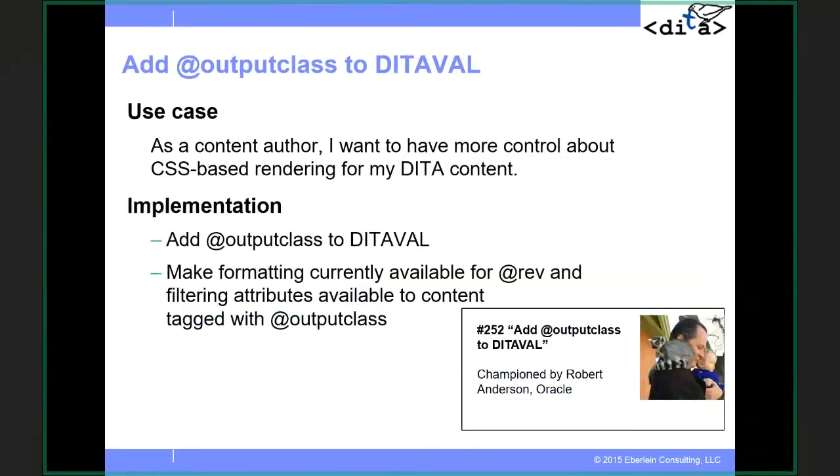Another proposal that was championed and brought forward by Robert Anderson is the ability to add output class to the DITA files. And this will give content authors the ability to control more CSS-based rendering for their DITA content. By adding the output class attribute to DITA files, we simply make the formatting that is already available for styling rev attributes or filtering attributes available to content that is tagged with output class.